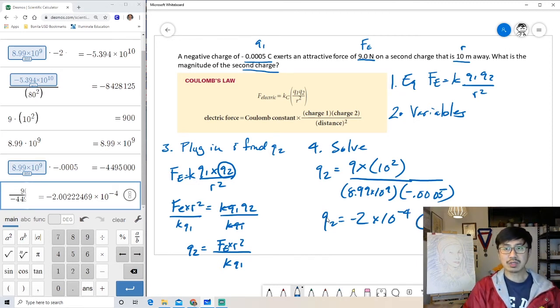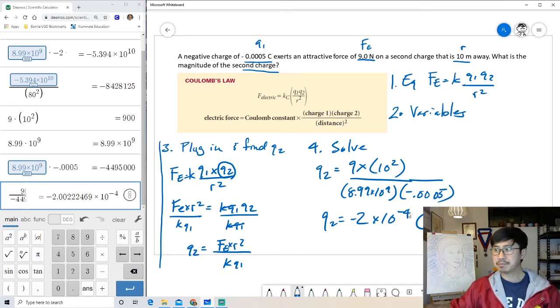Good. So what did I do? Very similarly, I had the equation, I found the variables, and then this part with the algebra, you just got to get used to that algebra. So plug in, go nice and slow, look at what I did in Desmos, and try to make sure that you can repeat those steps on your own calculator.